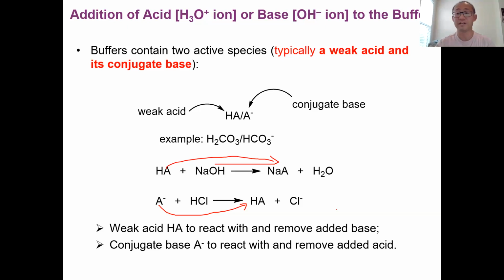But you always have a combination of these two species because you're converting between them by either acid or base. The bottom line is, no matter whether you add acid or base, they will be consumed by the components of the buffer, either the weak acid or the conjugate base. And if that's the case, the change of the pH will be minimum because the added acid or base will be consumed. This doesn't work with a strong acid because the conjugate base of a strong acid is not basic enough. It has to be a weak acid and its conjugate base.